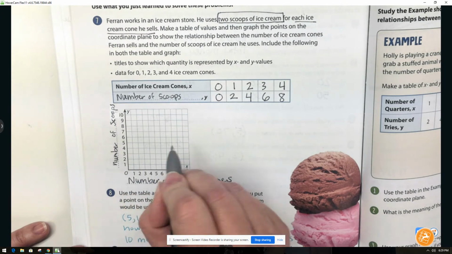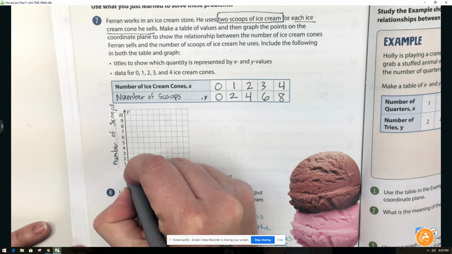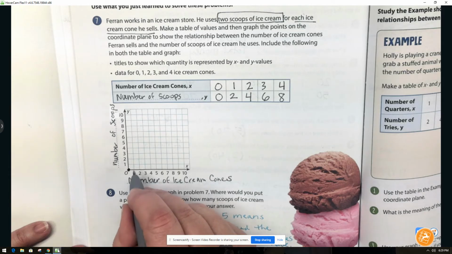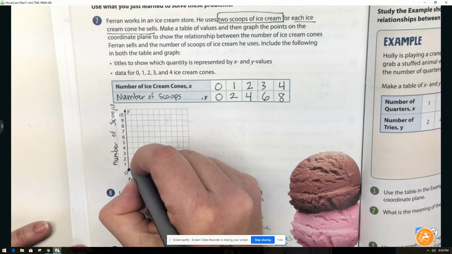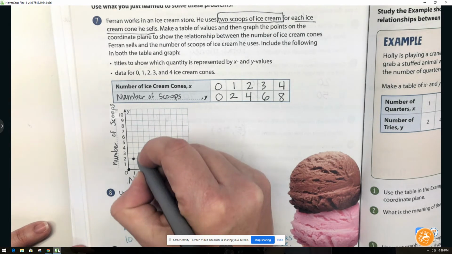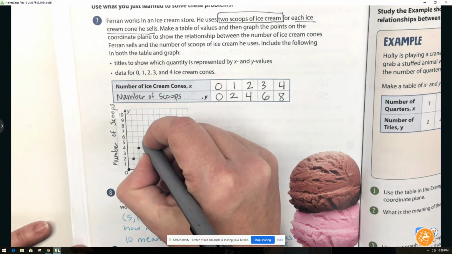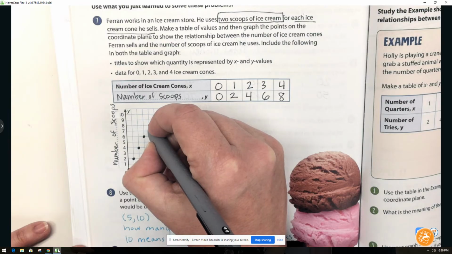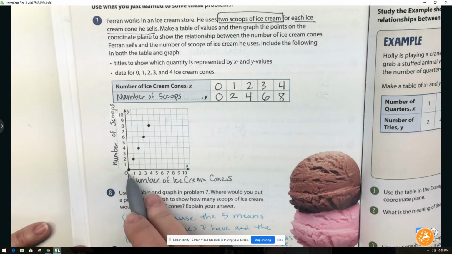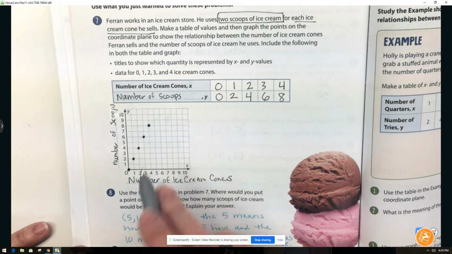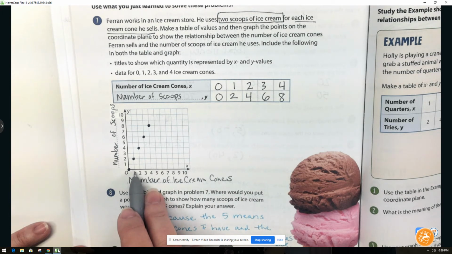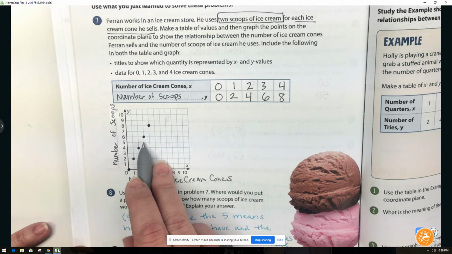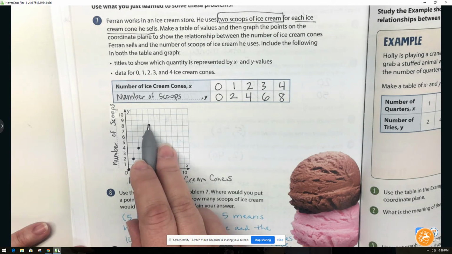Now let's go ahead and plot those points. So if he has 0 ice cream cones, he has 0 scoops of ice cream. If he has 1 ice cream cone, he has 2 scoops. 2 is 4 scoops. 3 is 6 scoops. 4 is 8 scoops. So as you can see, we are moving up. Every time we move over 1 unit, we move up 2 further. Over 1 unit, up 2 more.